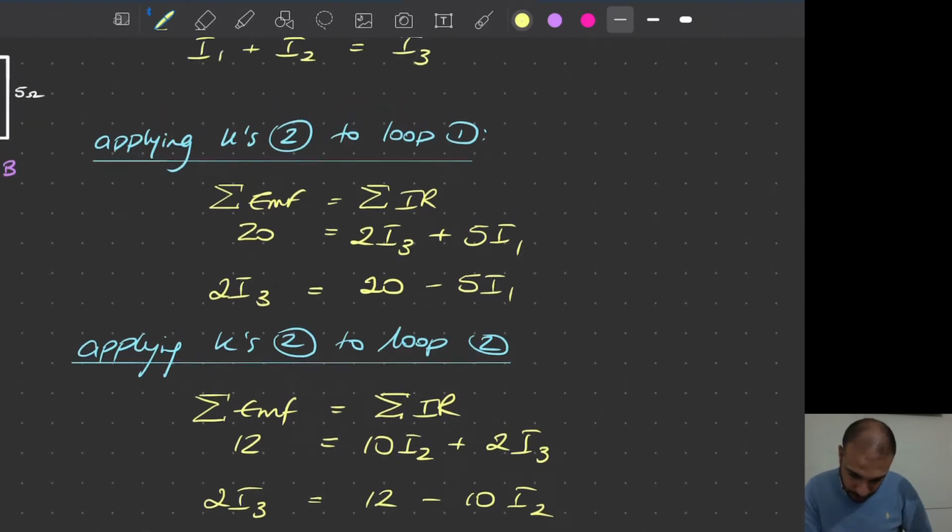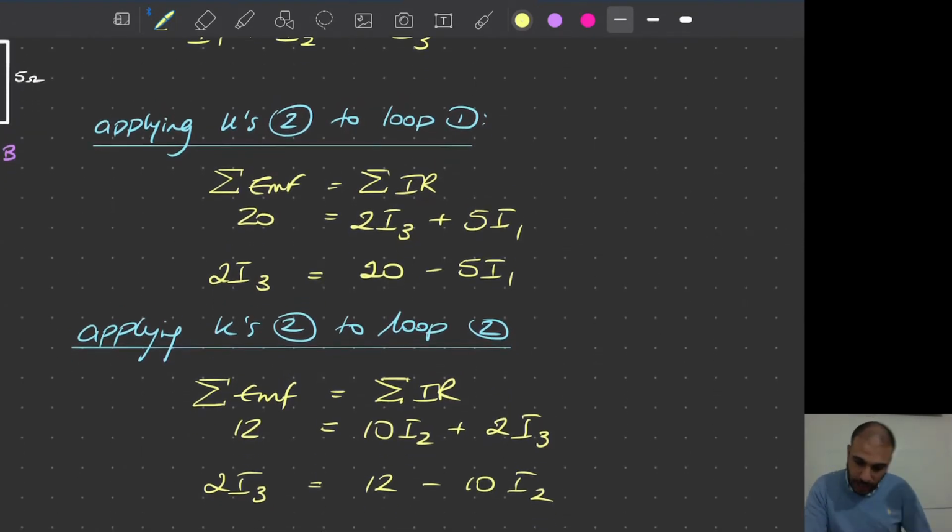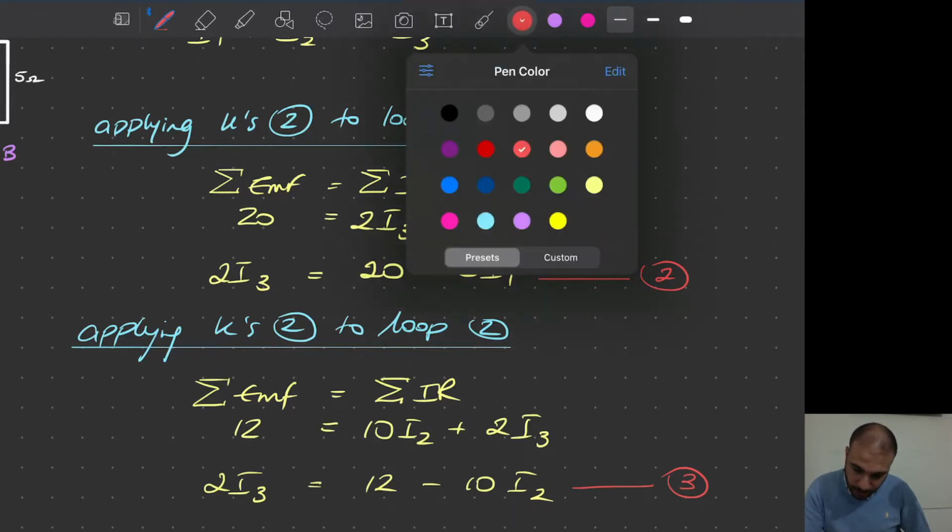Good. So these equations I am going to label. Equation 2, and these equations I will label equation 3. Yes, and that's basically it for now.